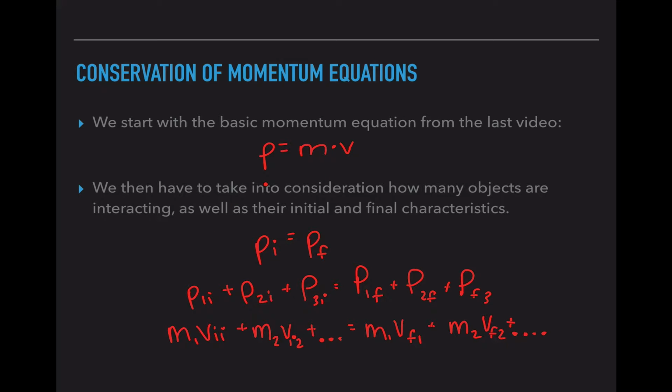So notice, I've just taken m times v from this original equation. I've added a number here for the mass of each individual object, and I've added a number and a letter here to tell me what the velocity of each individual object is, as well as if it is the initial velocity or the final velocity. So this bottom equation, this is going to be your go-to. This is what we're going to be using for the rest of this unit to help us calculate different unknown variables.